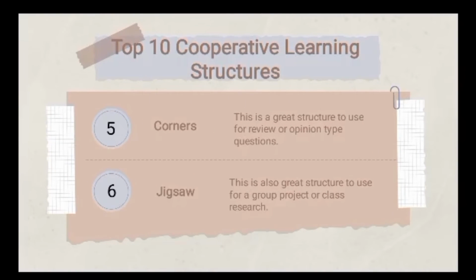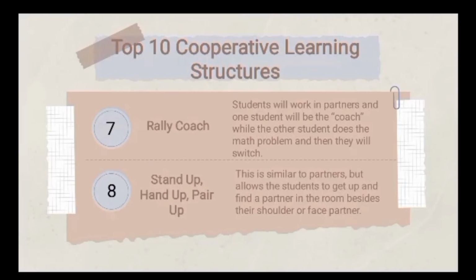Next, we have corners. This is a great structure to use for a review or opinion type questions. Next, jigsaw. This is also a great structure to use for a group project or class research. Next, number 7, we have a rally coach. Students will work in partners and one student will be the coach while the other student does the math problem, and then they will switch.